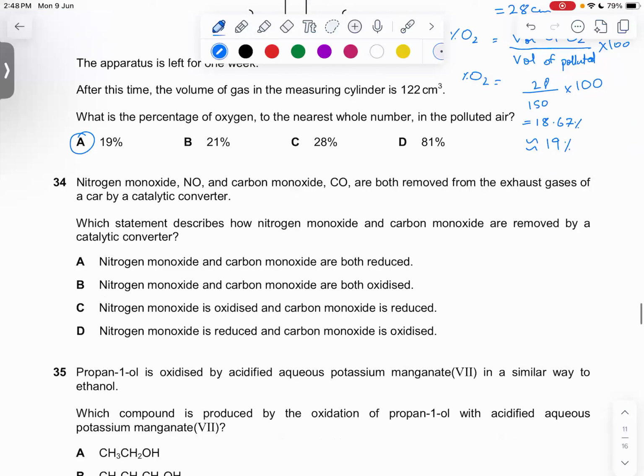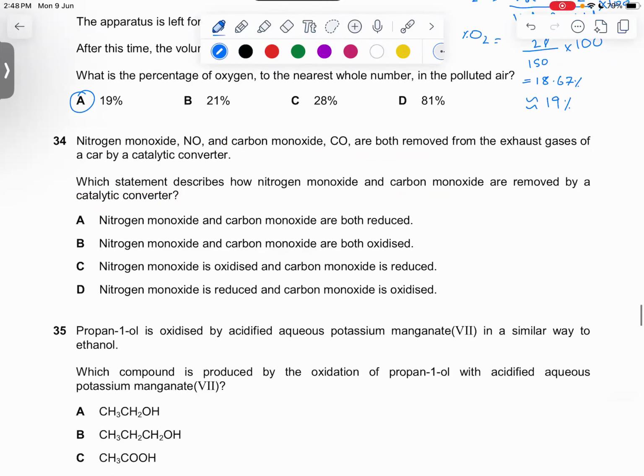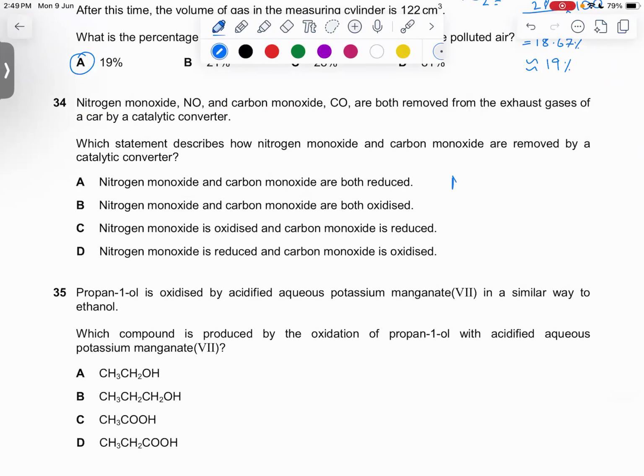All right. Next, question number 34. Nitrogen monoxide NO and carbon monoxide CO are both removed from the exhaust gases of a car by a catalytic converter. Which statement describes how nitrogen monoxide and carbon monoxide are removed by a catalytic converter? I'll write the equation for you. This is also something that has been coming in environmental chemistry quite frequently now. Basically, oxides of nitrogen react with carbon monoxide to produce N2 gas and carbon dioxide. The equation is balanced by putting a 2 in front of everything.